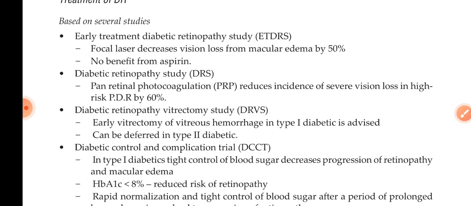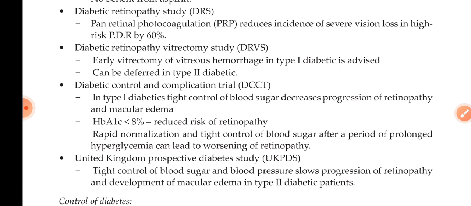Diabetic Control and Complications Trial. In type 1 diabetes, tight control of blood sugar decreases the progression of retinopathy and macular edema. Okay. In type 1, control of blood sugar decreases the retinopathy and macular edema. First, we should control blood sugar. HbA1c less than 8% reduces the risk of retinopathy.